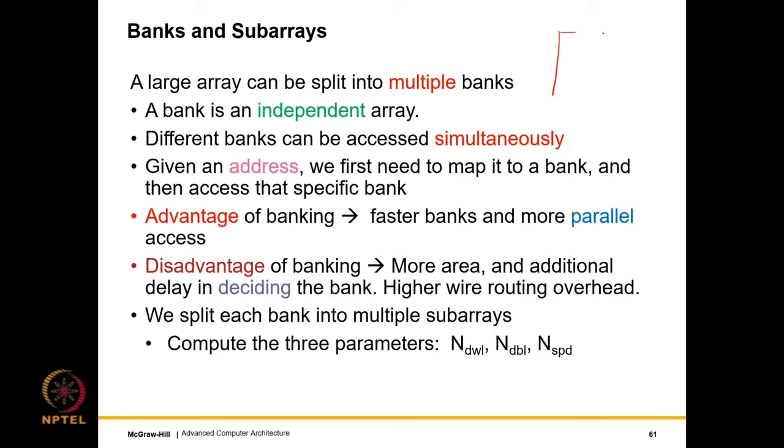So a large cache is split into multiple banks. Right? So I shouldn't be using the word cache. To be more accurate, it is much better to say that a large array is split into multiple banks. A bank is pretty much an independent array, right? So a bank is an independent array. It has its own address and data lines and of course its own circuitry. Here is the wonderful idea.